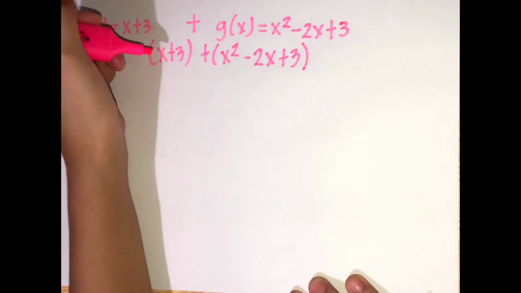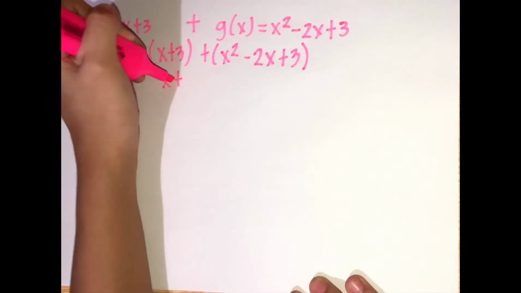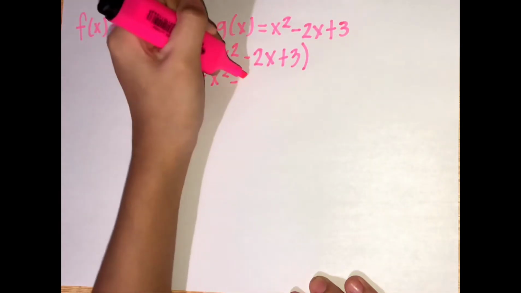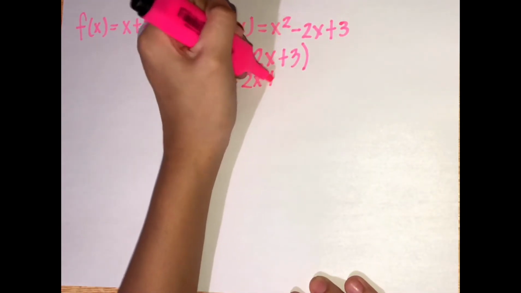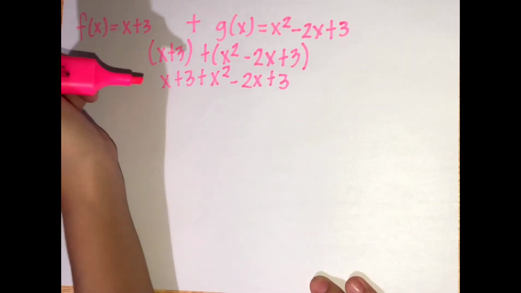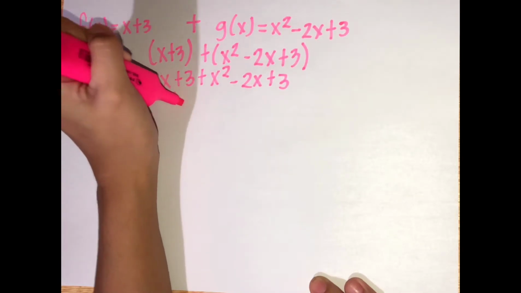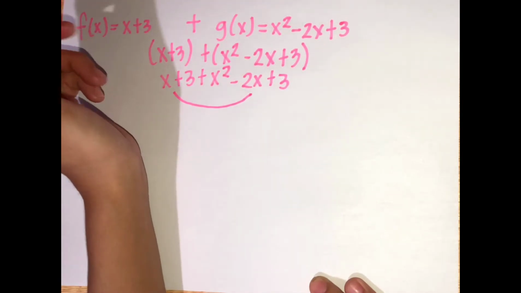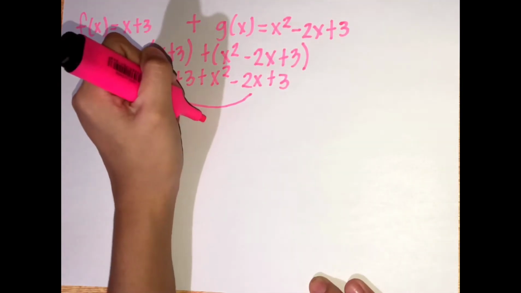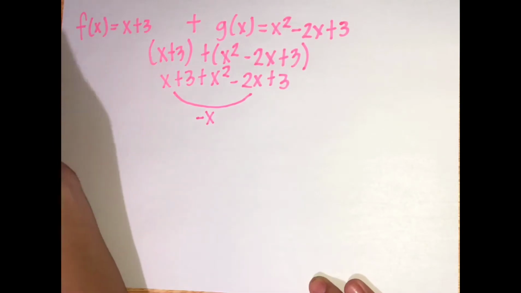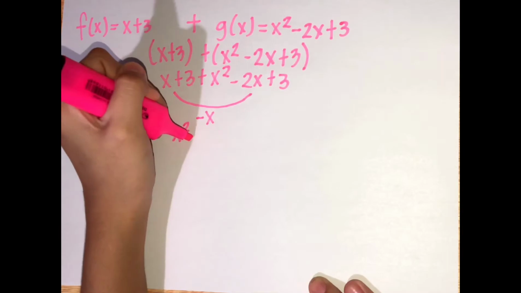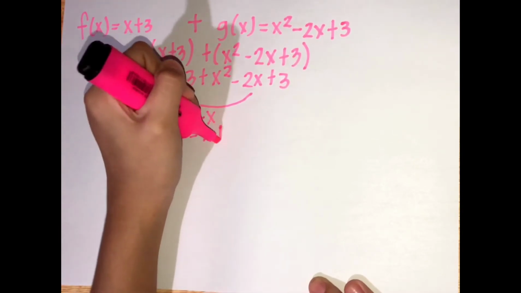And then let's add it. x plus 3 plus x squared minus 2x plus 3. Let's combine like terms. We have here x and negative 2x, that is equal to negative x. So our answer for letter A is x squared minus x plus 6.